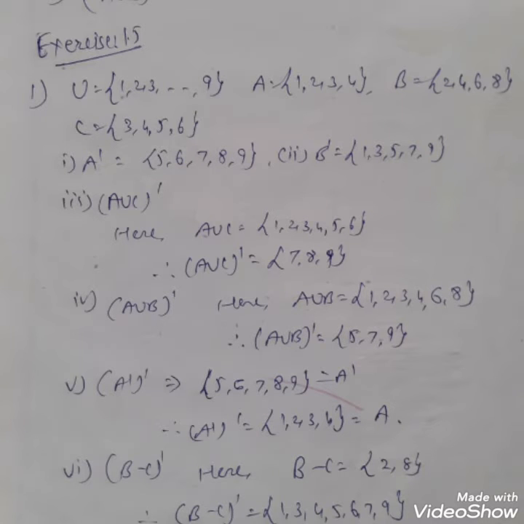So the elements that are present in U but not present in A union B are lying in (A union B)', and those elements are 5, 7, 9.